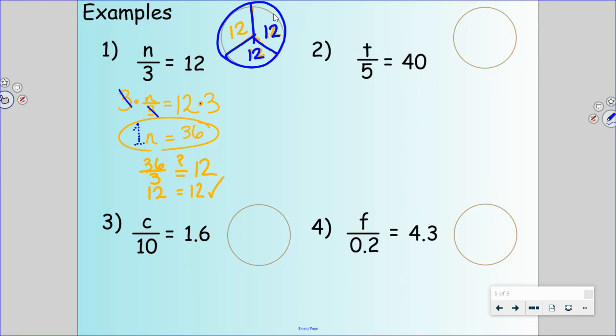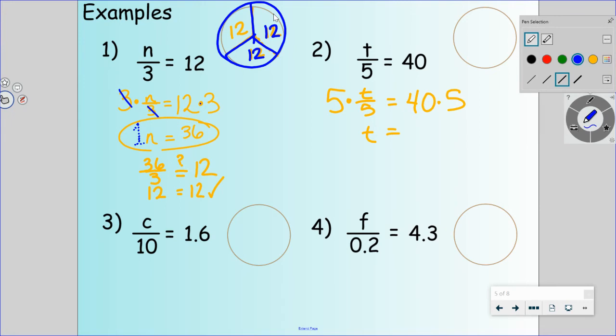So let's follow along with the next problem. T over 5 is equal to 40. But I don't want to know what a fifth of t is. I want to know what one whole t is. So let's take this t over 5 and multiply it in 5 parts, again being fair to both sides. Now remember what that means. That 5/5 gives me one whole. Yep, you guessed it, I'm going to stop writing that 1 in. While 5 sets of 40 is none other than 200.